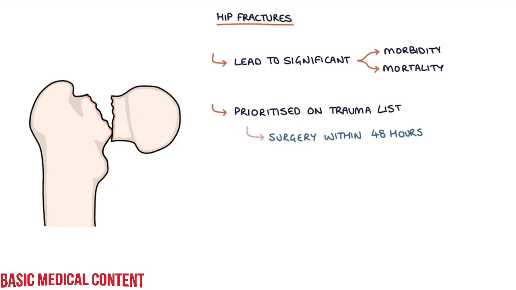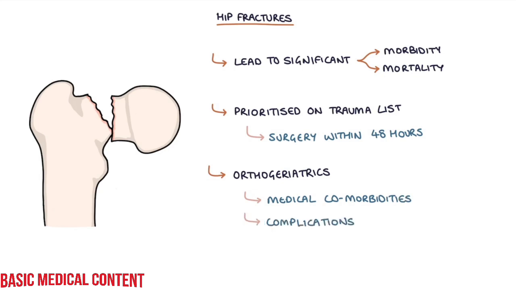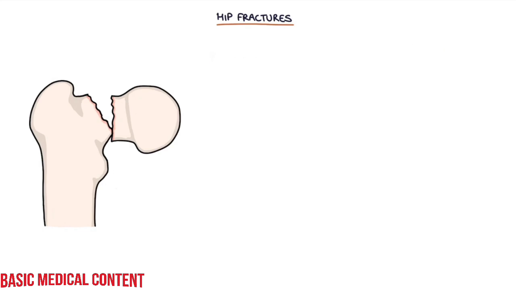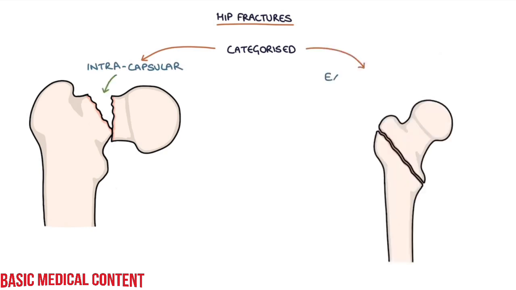There is a medical specialty called orthogeriatrics, and this medical specialty focuses on identifying and optimizing the medical comorbidities and complications of inpatients on the orthopedic ward, particularly elderly patients with hip fractures. A very important aspect of hip fractures is that they can be categorized into intracapsular fractures and extracapsular fractures.